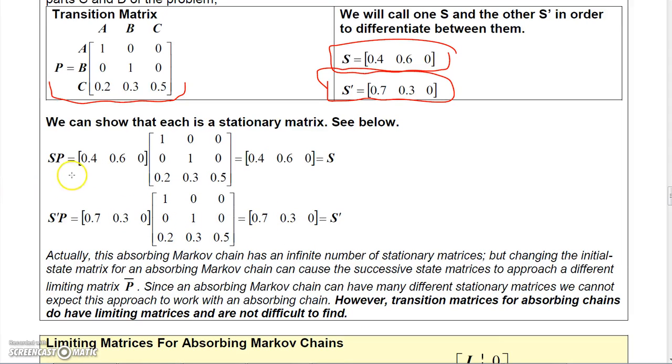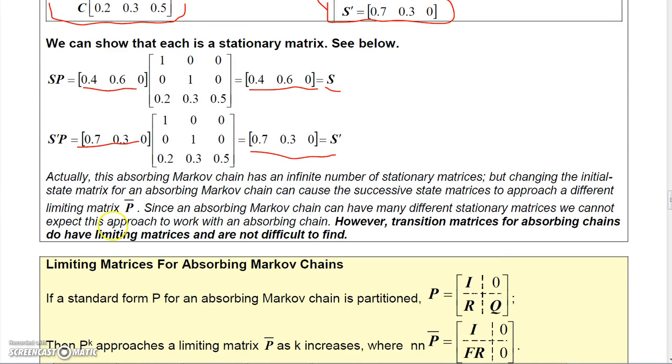If we multiply S times P, notice that we get back S. And notice if we multiply S prime times P, we get back S prime. So we actually have two stationary matrices for that transition matrix, or that Markov chain. And actually this absorbing Markov chain has an infinite number of stationary matrices.